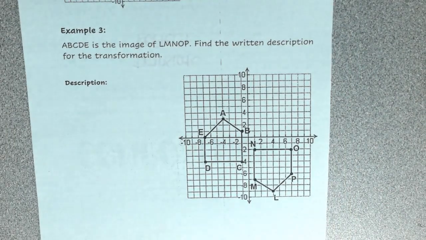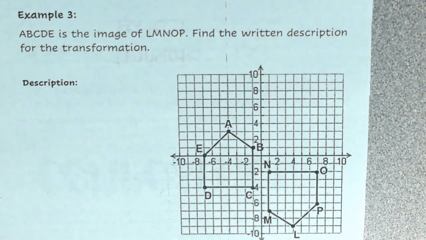All right, number 3. A, B, C, D, E is the image of LMNOP. Find the written description for the transformation and write the rule. Which one's the first one and which one's the second one? It gave us A, B, C, D first.